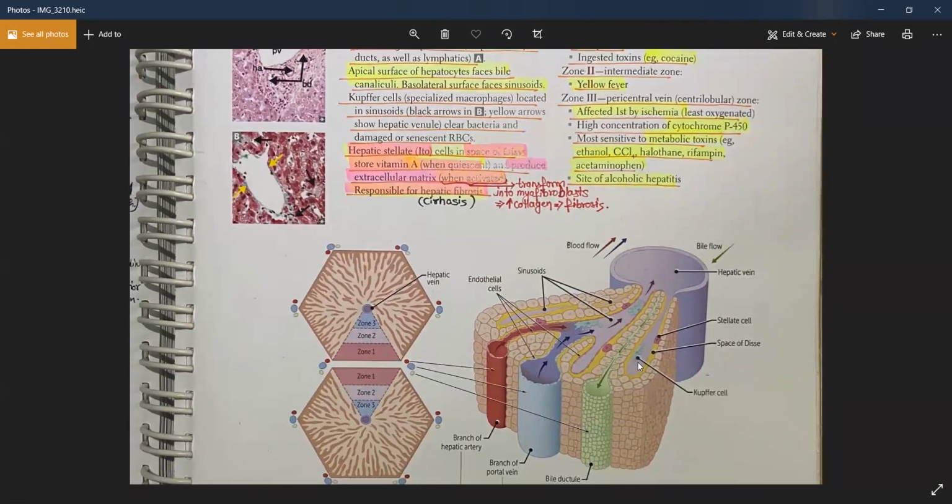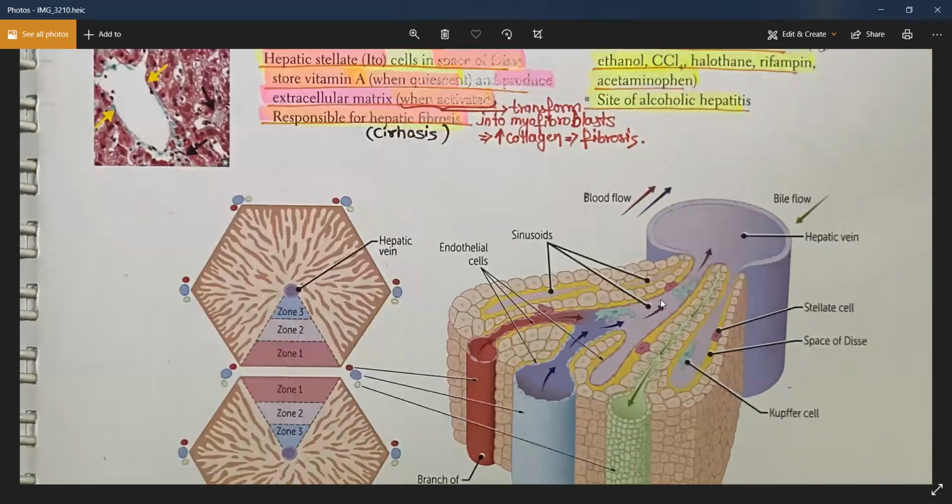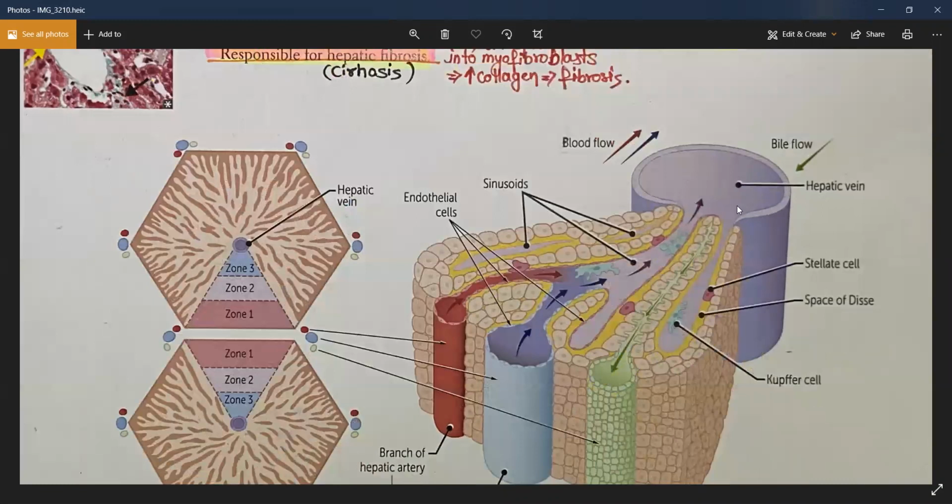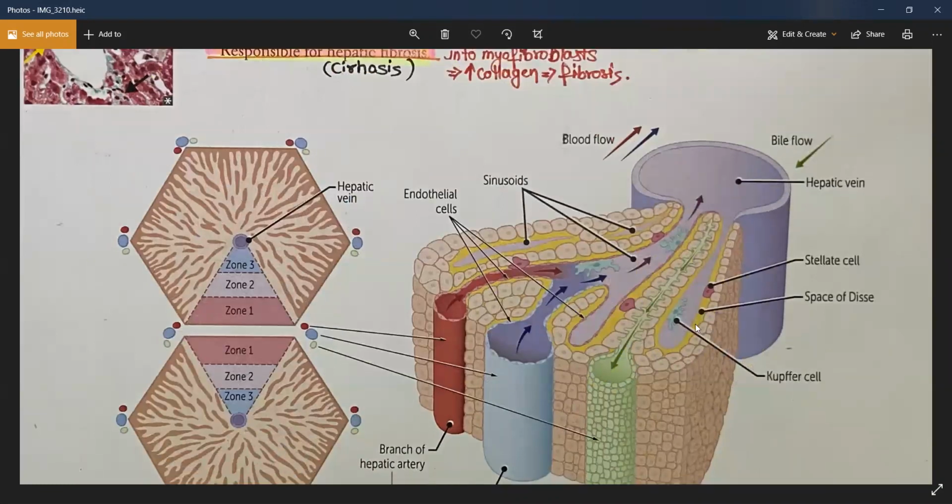At the basal part, you have the sinusoids. If this is the basal part, then this must be the apical part, right? If I zoom in on the diagram, this is the basal part, and the basal part is in contact with the sinusoids. The apical part must be in contact with the bile ducts. So this is the periphery part.